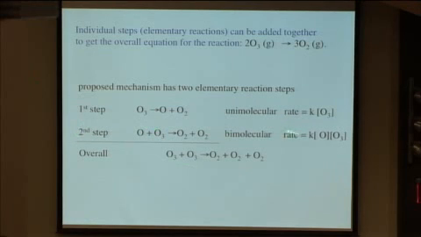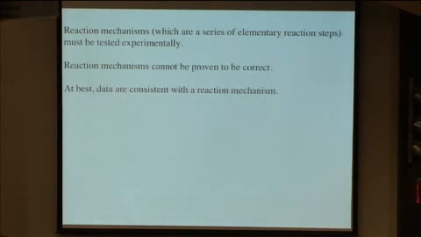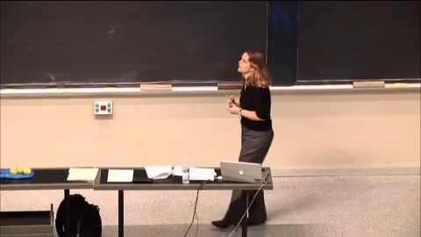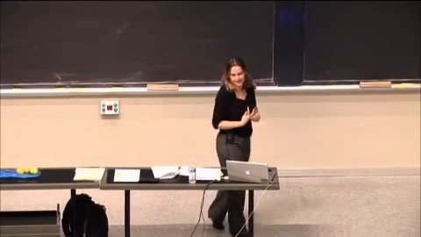You can sum up the steps and get the overall reactants. Notice that O is an intermediate. It's formed here, decayed here. It goes away. And so O doesn't appear in the overall expression. So we're going to talk a lot about reaction intermediates next time. And also remember that you can't prove reaction mechanisms to be correct. They're just consistent with the data that you have.